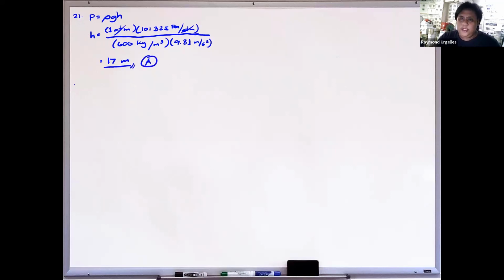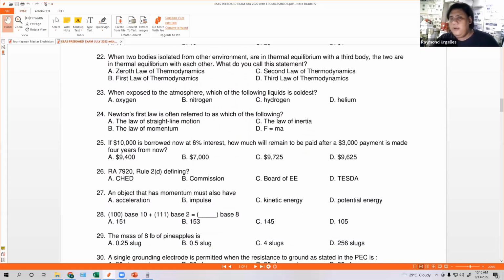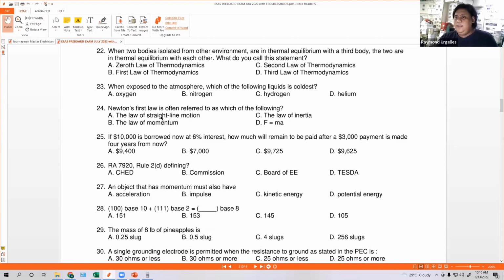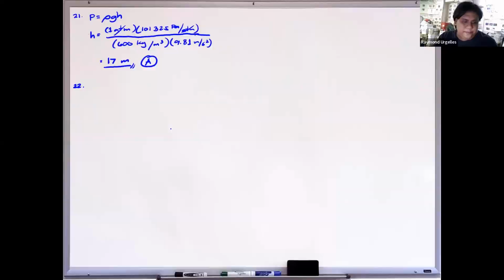Okay, so next number, 22. When two bodies isolated from the other environment are in thermal equilibrium with a third body, then the two are in thermal equilibrium with each other. So what do you call this statement? Basta may kinalaman sa thermal or thermodynamic equilibrium, so again, that is the zeroth law of thermodynamics. So this is letter A.